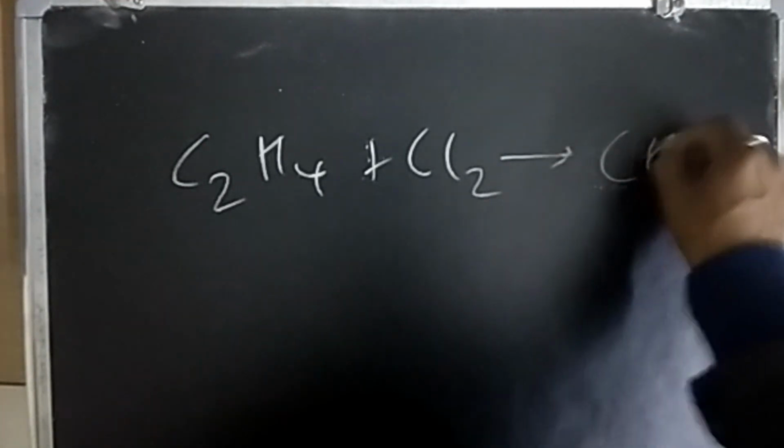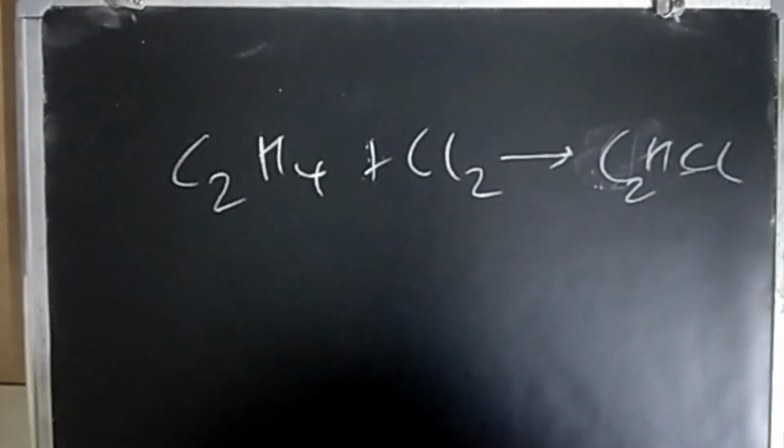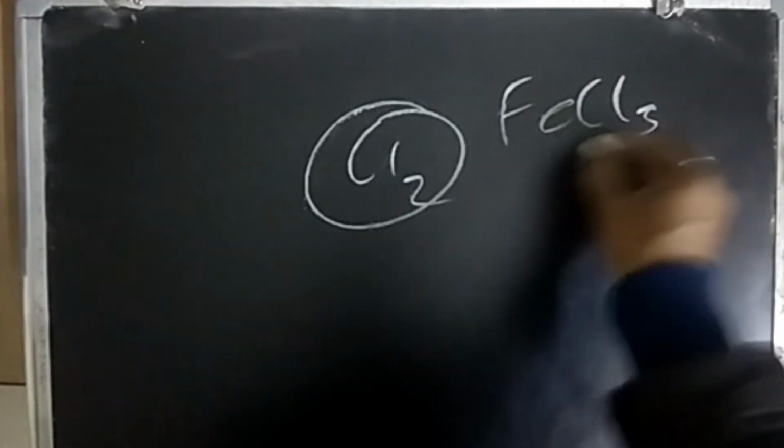So this way C2H into Cl. Okay, and for this, because we need chlorine, that comes from FeCl3, iron chloride.